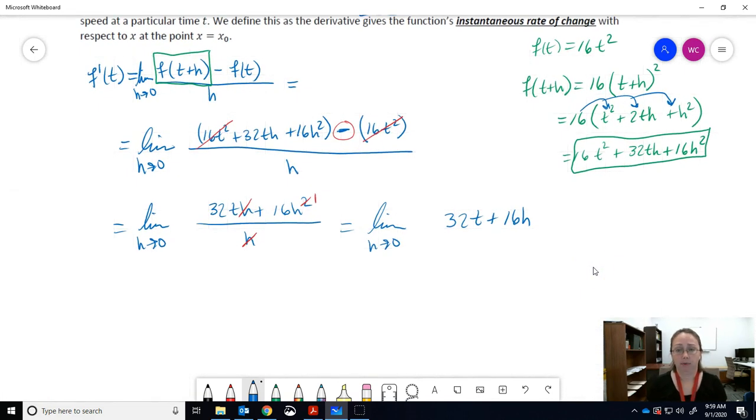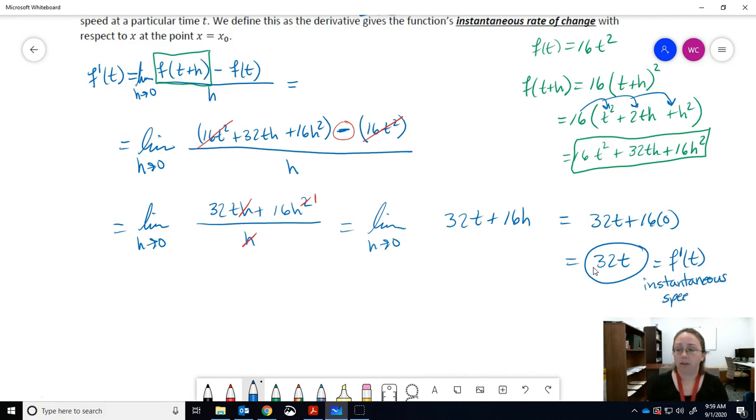What does that mean to take the limit? Let h go to 0, plug it in. If we let h go to 0, we end up with 32t plus 16 times 0, or 32t. What is this? This is the derivative of f of t. This is the instantaneous speed, or exact speed, at time t.